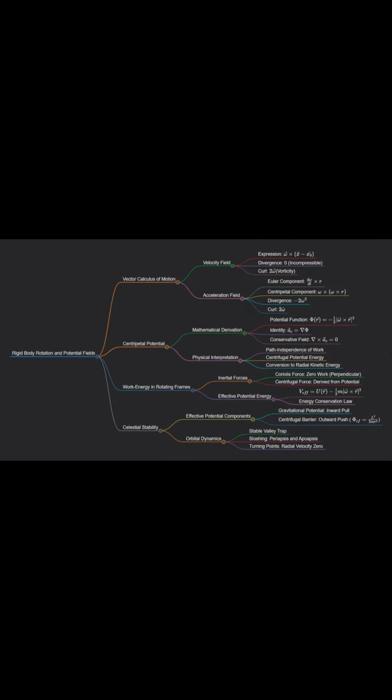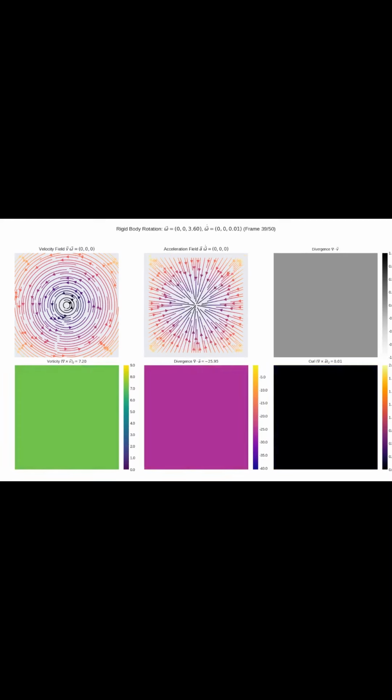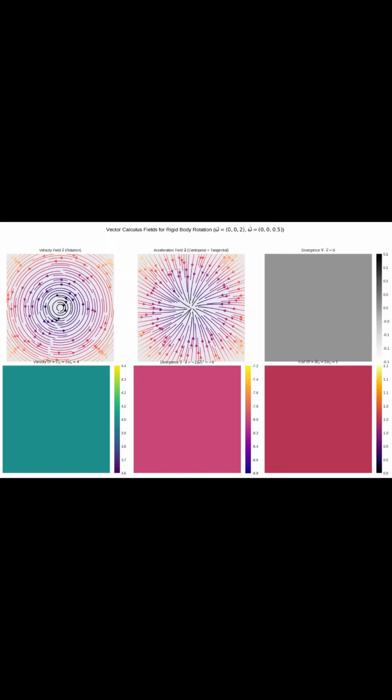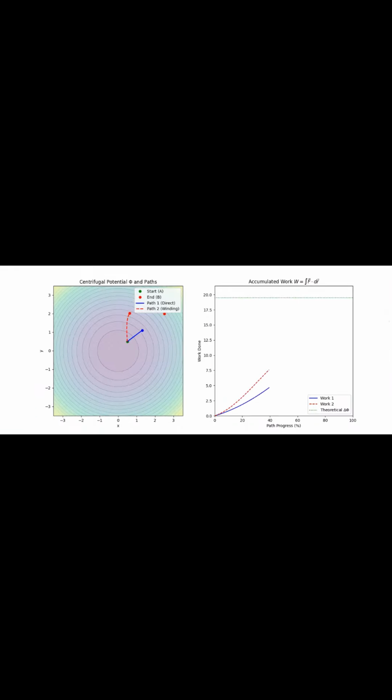Centrifugal potential and work energy. A profound insight from the sources is that the pseudo-forces felt in a rotating frame are conservative. This means that the work done moving an object between 2 points in a rotating system depends only on its distance from the center, not the path it takes to get there. Moving away from the center of rotation is mathematically identical to falling down a potential hill.